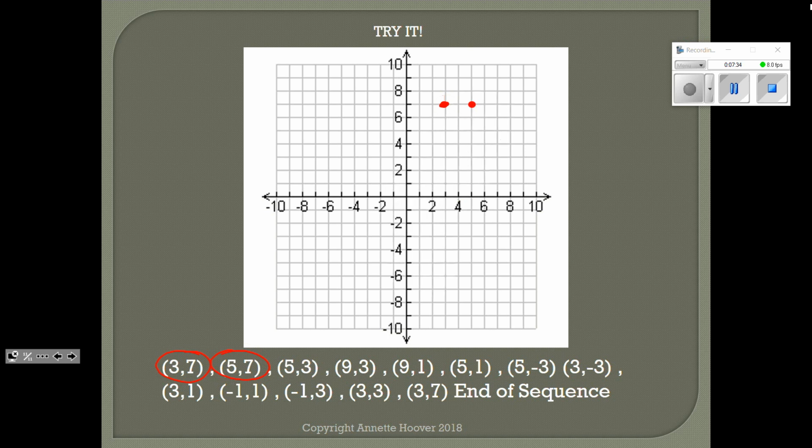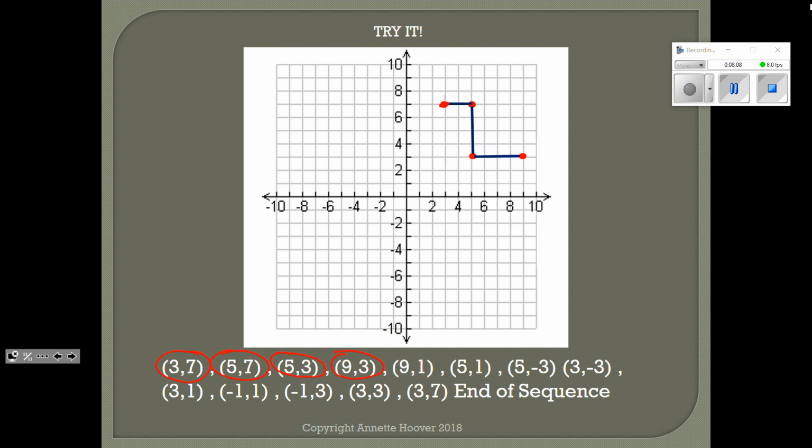And now we're going to connect that with a line, because we're drawing a picture. 5, 3, both numbers are positive. We know it's going to be in quadrant 1. Start at the origin, go over 5, up 3. We're going to put our point there, and we're going to connect it with our next line. 9, 3, both are still positive, in quadrant 1. We start at the origin, go over 9, up 3. So our point is going to be right here, and we connect it with a line.